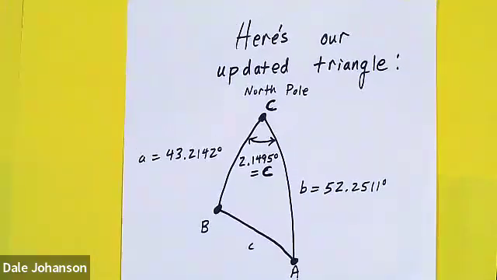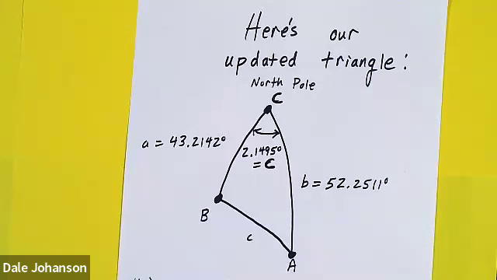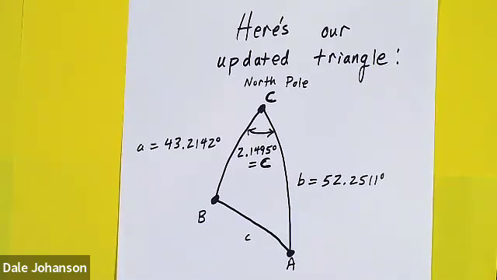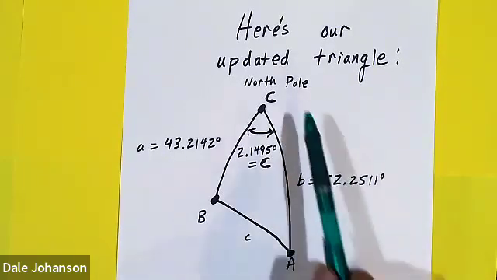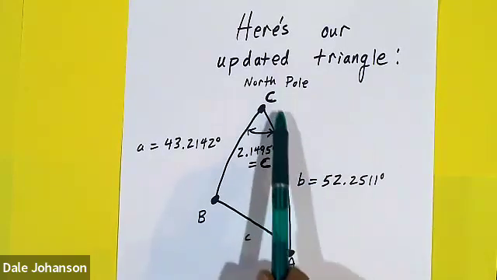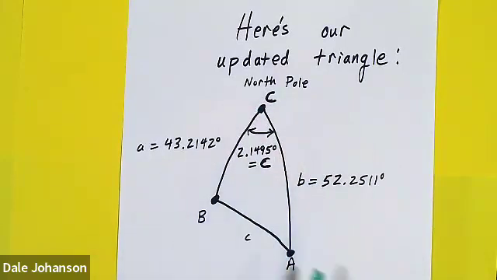Well, let's take a look at our updated triangle as it stands so far. With our updated triangle, we have the following. Again, North Pole. Here's our capital angle C right here. Here is A, here is B. Remember, side A is always opposite vertex A, and side B is always opposite vertex B in our spherical triangle.